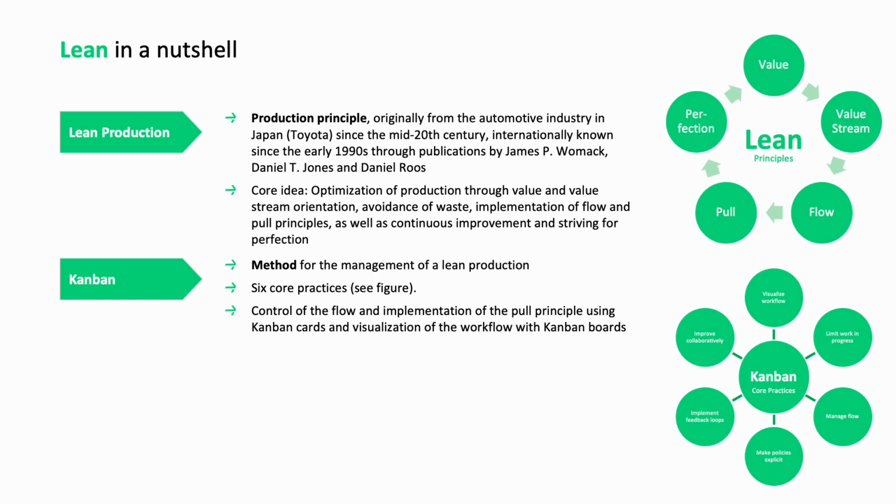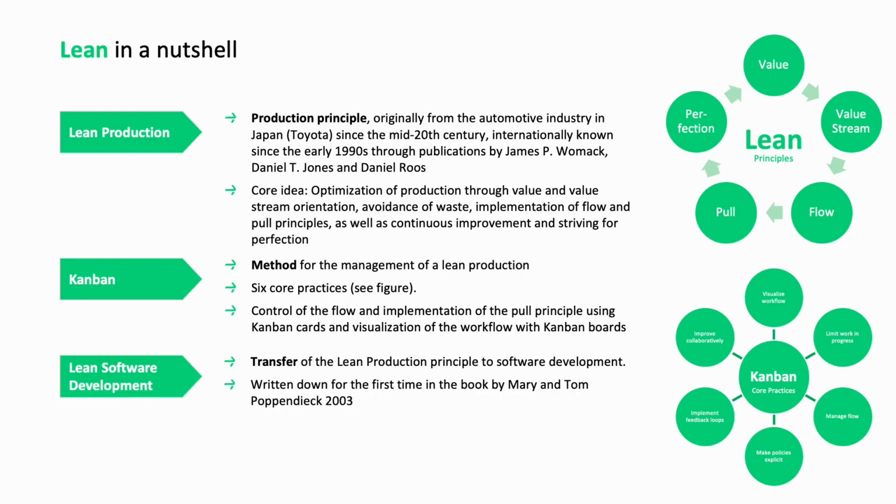the time mentioned above. Kanban knows 6 core practices, arranged below right clockwise as follows: the visualization of the workflow, the limitation of the tasks in progress or the work in progress, the targeted control of the flow, making the rules or policies explicit, the implementation of feedback loops, and the collaborative improvement. Particularly characteristic for Kanban is that the control of the flow and the implementation of the pull principle take place on the basis of Kanban cards, which represent units of work and are passed on explicitly according to the pull principle, and a visualization of the workflow with the help of so-called Kanban boards.